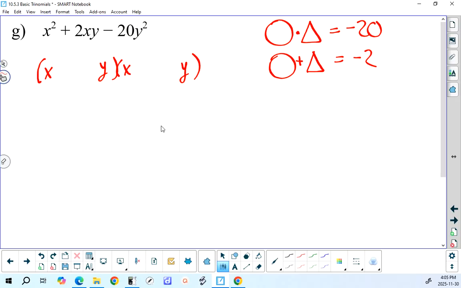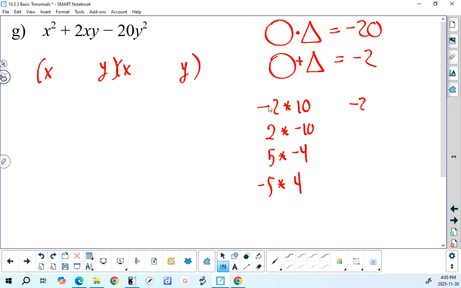What are some numbers that multiply to give negative 20? Negative 2 multiplied by 10. 2 multiplied by negative 10. 5 multiplied by negative 4. Negative 5 multiplied by positive 4. We got 5 times 4. We have 2 times 10. I think that's it. None of these pass the sum test.